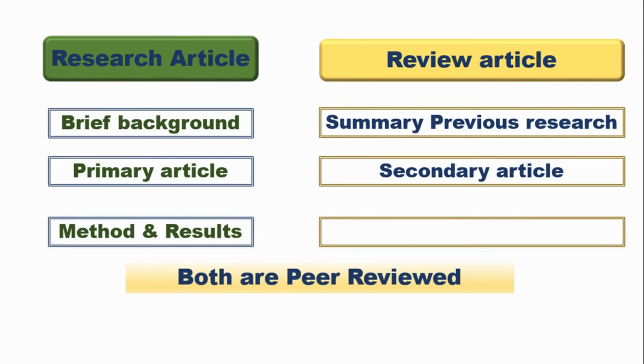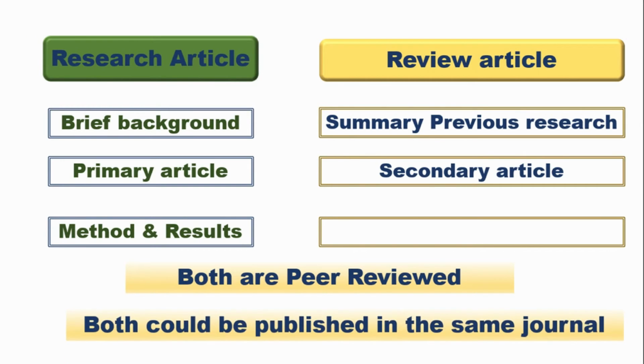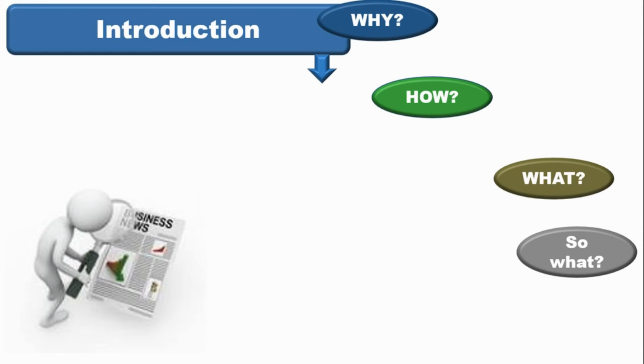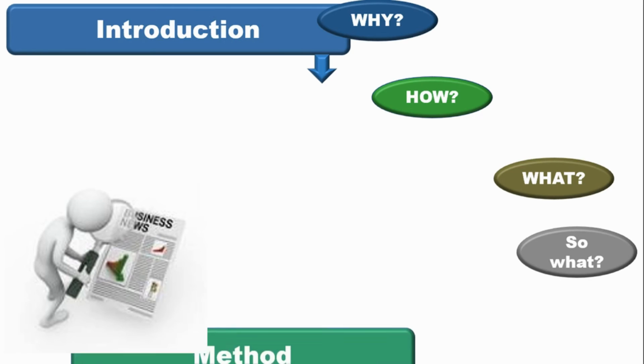Both research article and review article are peer-reviewed, read by others in similar research areas to check the accuracy. Both can be published in same journal. Let's talk now about the structure of research article in more details. First, introduction. In this section, author explain why they conduct their study. They talk about the context of the study, how does it fit in with other research on topic, and what is the research question.